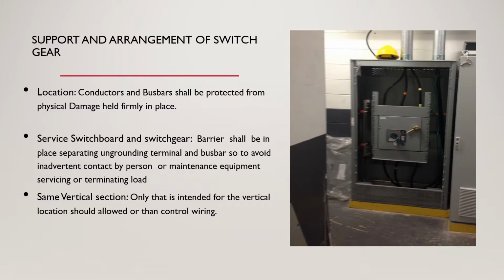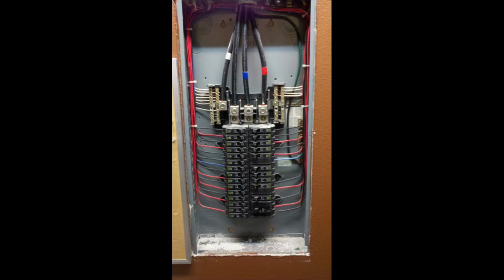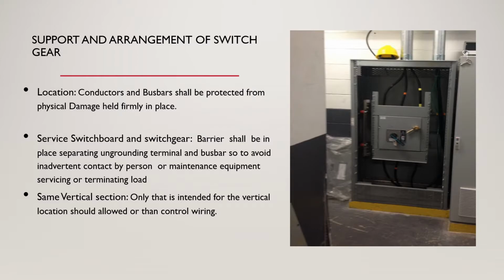Next thing we're going to look at is the vertical section. As you can see, within every section, you may have ground, neutral, and then the ungrounded terminals. The section is intended for the allocation of those wires that are going to terminate within it. Anything separate from the control wiring should not be allowed. So within the space for terminating the designated grounded or ungrounded conductors, only those should exist and there should be no room for any other conductor.